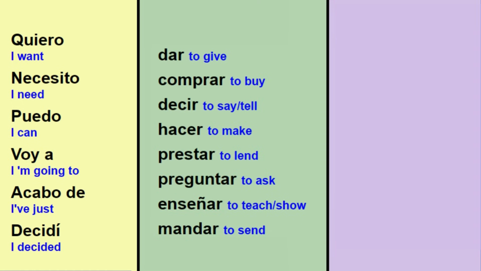And our final one is a past, decidí. I decided. Decidí. How would you say, I decided to make you a pizza? And a pizza is just una pizza. So I decided to make you a pizza. What would that be? Decidí hacerte una pizza. Decidí hacerte una pizza.